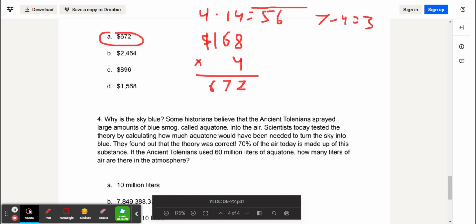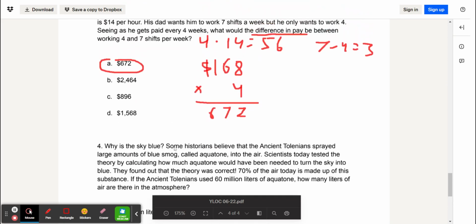Now, make sure to try number 4 out for yourself to see if you can solve it and practice on your own.